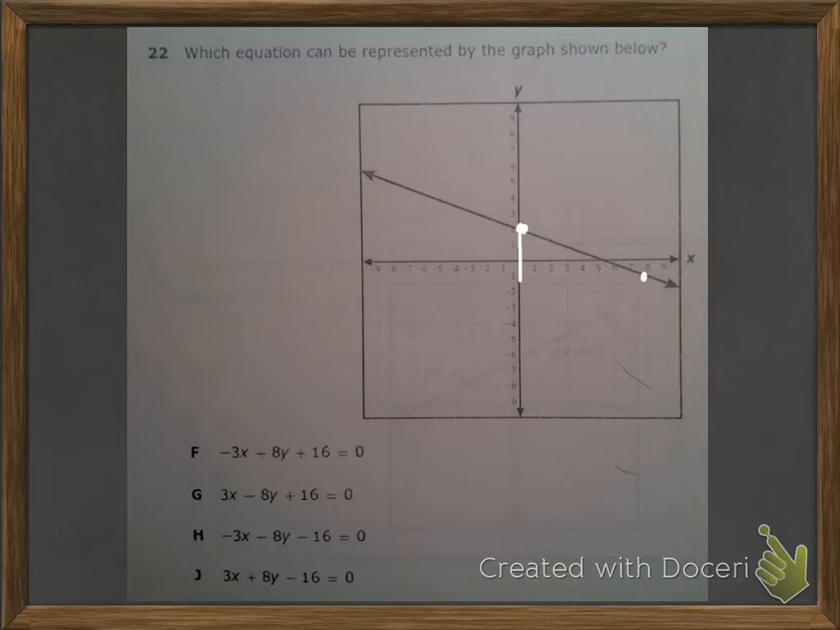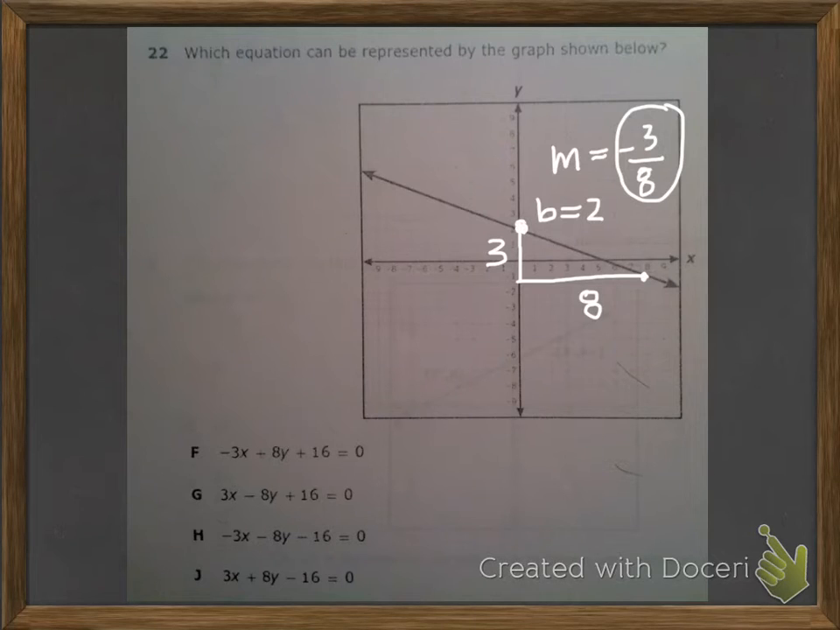So if I make my triangle, I've got a rise of 3 and a run of 8. And my graph's going down from left to right, so I'm going to be looking for the equation that gives me a slope of negative 3 over 8. This is the slope I'll be looking for. So what we're going to do is put each of these equations into slope-intercept form. And we can also look for a y-intercept, it looks like, of +2 right here.